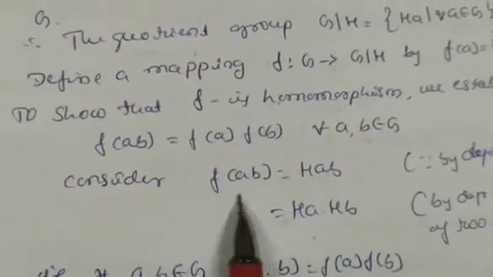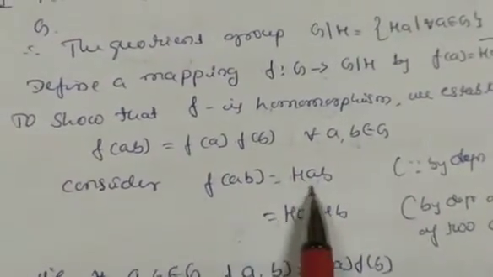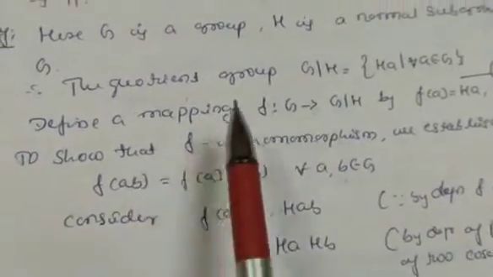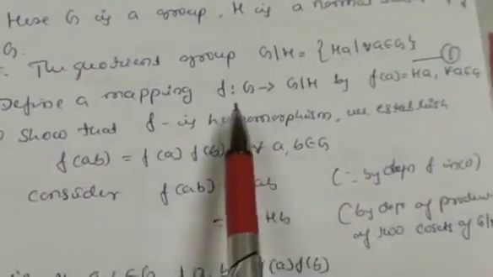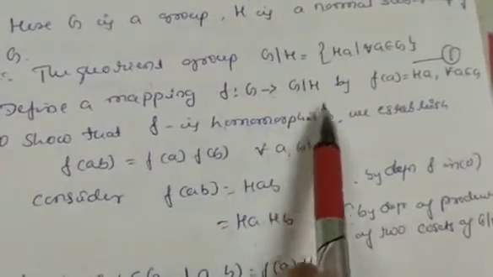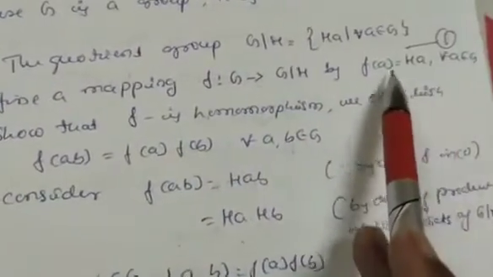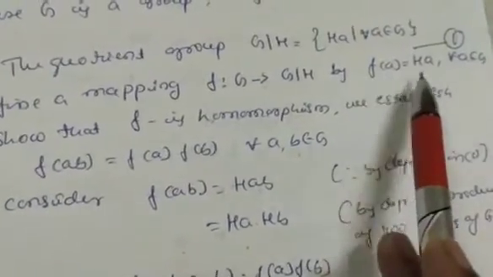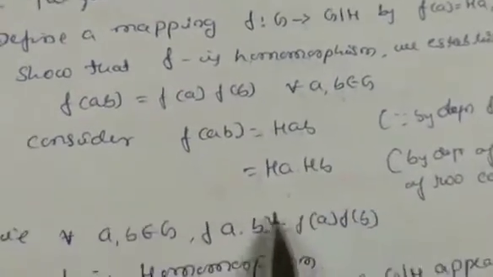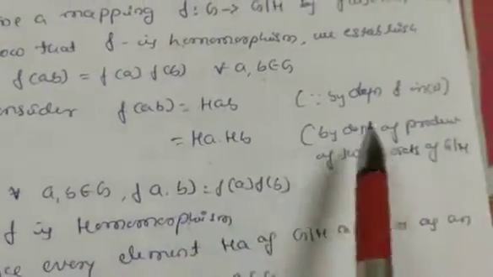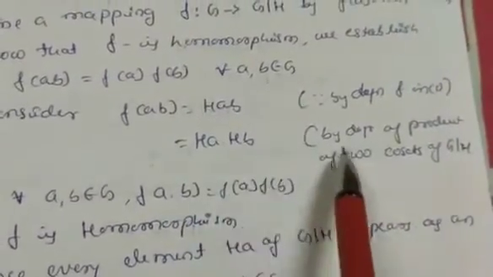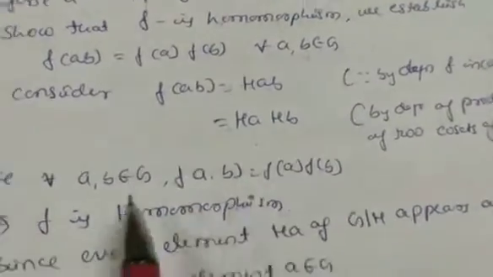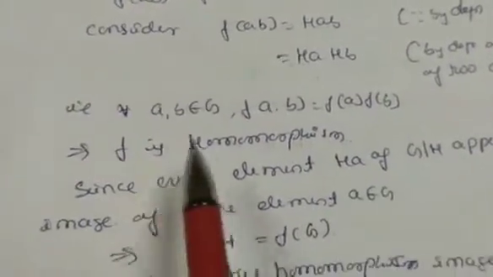Now consider f(ab) equals h(ab), because here we have defined a function f such that f is a function from G to G/H by f(a) equals Ha. That means in place of a we have taken ab. So f(ab) equals H(ab), which equals Ha into Hb by the product of two cosets of G/H. We know this; we have studied it in the previous sessions.